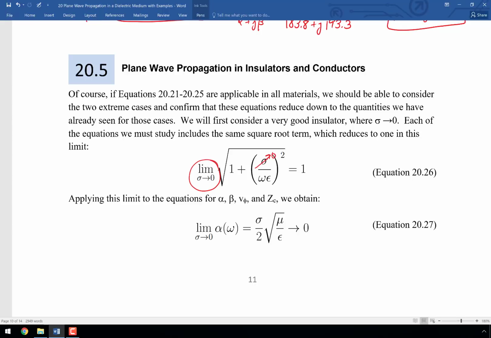Well, if sigma is going to 0, then that means that this term is going to go to 0, and it just becomes the square root of 1, which is just 1. So that makes our lives a lot easier. We can simplify the alpha equation and the beta equation quite a lot.